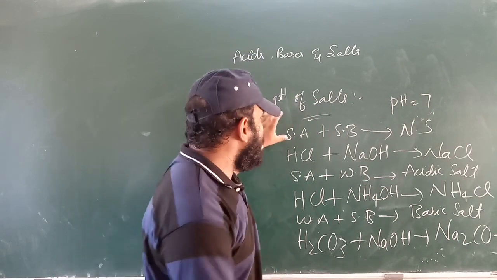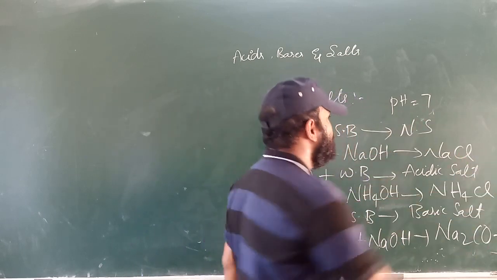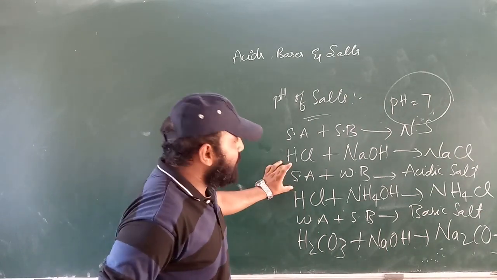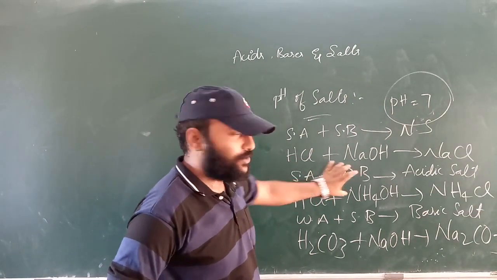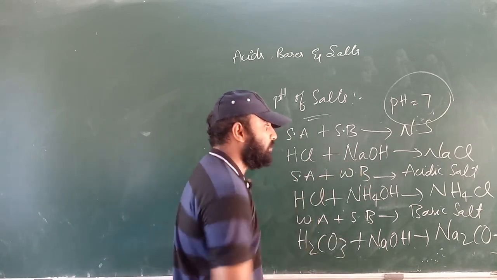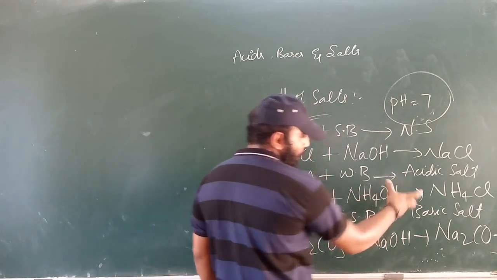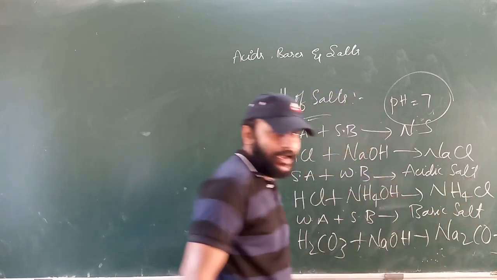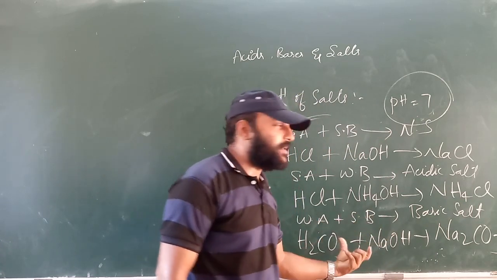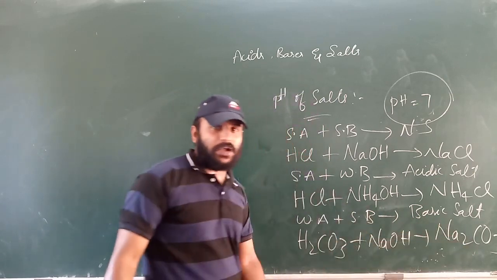Neutral salt. So here we came to know that when a strong acid reacts with a strong base, we will get a neutral salt, whose pH value will be equal to 7. When a strong acid reacts with a weak base, we will get an acidic salt. For example, when you react HCl with NH4OH, ammonium hydroxide, we will get ammonium chloride. At the same time, when we react a weak acid with a strong base, we will get a basic salt. For example, when you react carbonic acid with sodium hydroxide, we will get sodium carbonate.